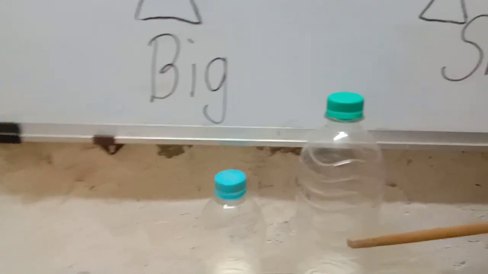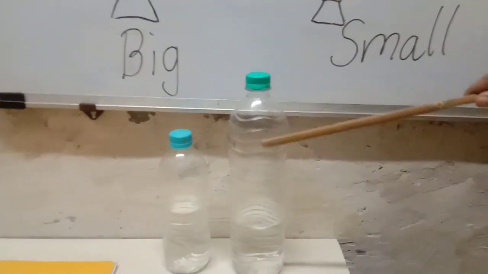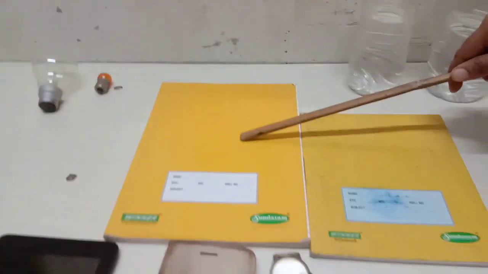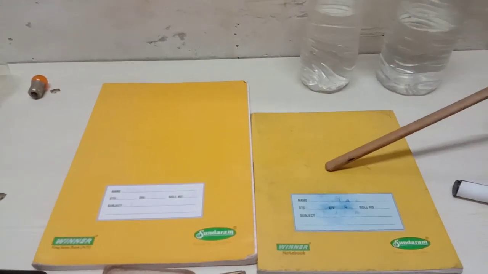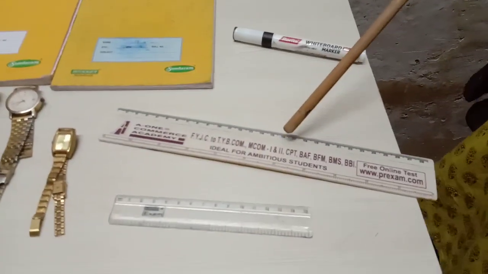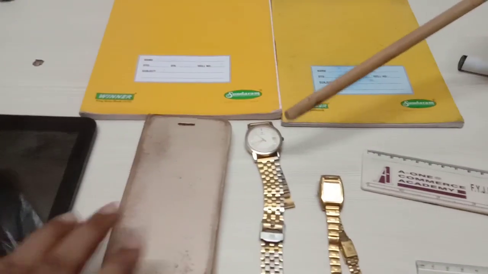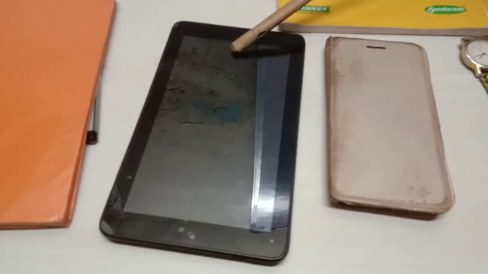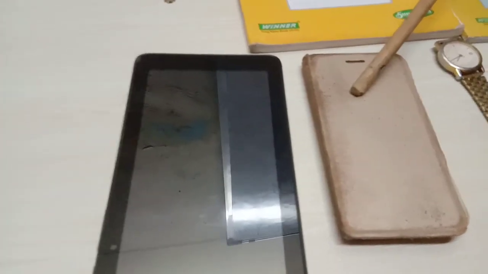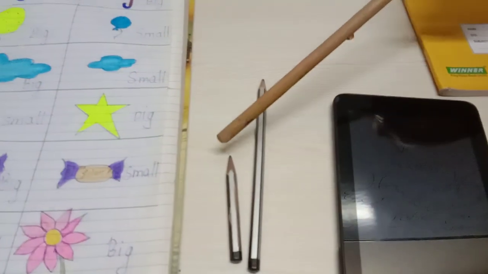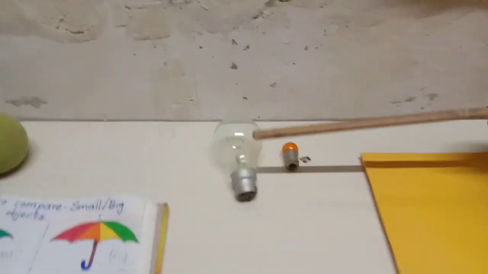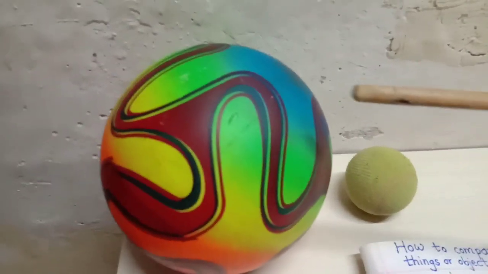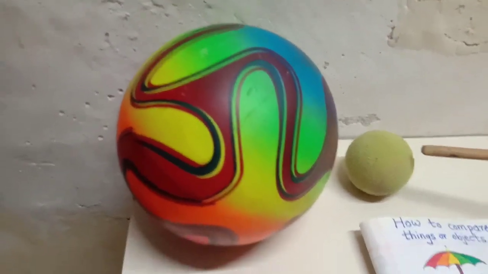See the water bottles here, children. Okay, big water bottle, small water bottle. Big notebook, small notebook. Big scale, small scale. Big wristwatch, small wristwatch. Big mobile phone, small mobile phone. Big pencil, small pencil. Big bulb, small bulb. And here the last one, this is the big ball and the small ball.